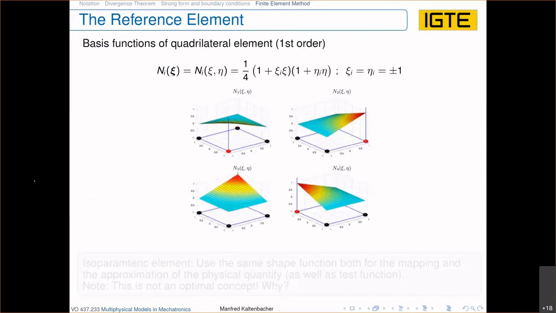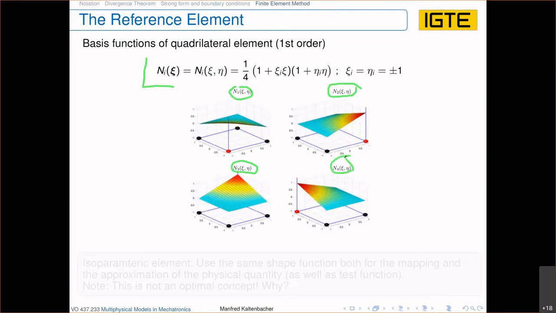So we have here this function Ni as a function of psi and eta. And as you can see here, it is a product of 1 plus psi_i psi multiplied with 1 plus eta_i eta. And I have just drawn down here the basis function N1, which is the basis function to this node here, N2, which is the basis function to this node, N3, which is the basis function to the node back, and to this node we have N4.